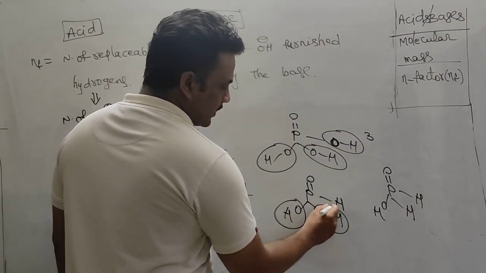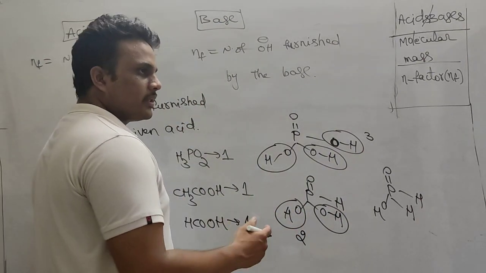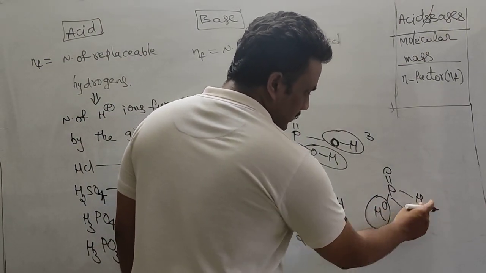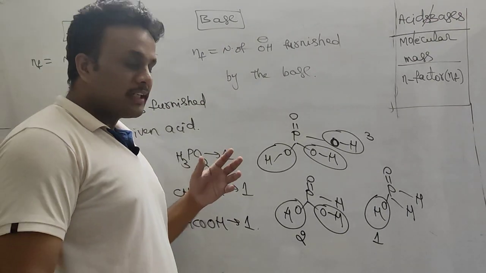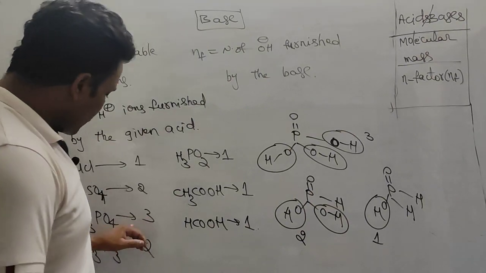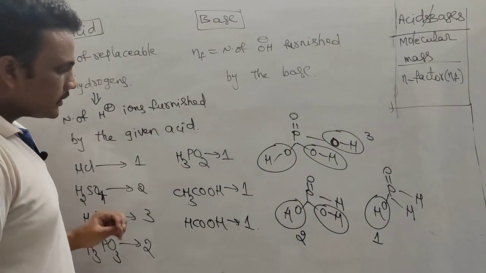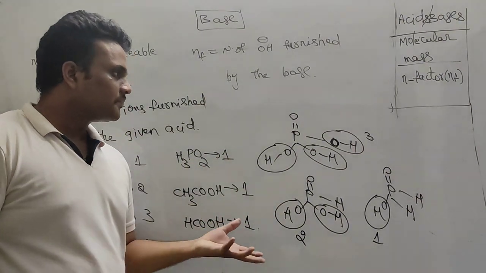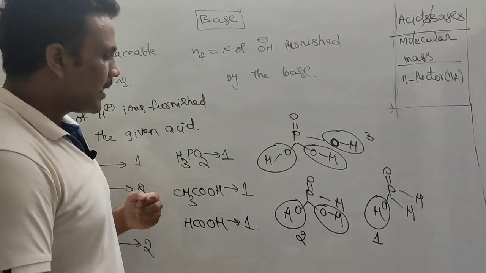2 OH groups are there. It can furnish 2 H plus ions. Basicity is 2. That basicity is nothing but the n factor. Only 1 OH, the others are not replaceable. So in an oxy acid, the replaceable hydrogen must be attached to oxygen. H3PO4, H3PO3, H3PO2: although these three acids have the same number of hydrogens, the basicity or n factor is totally different. The terminology n factor is used only in case of equivalent mass.